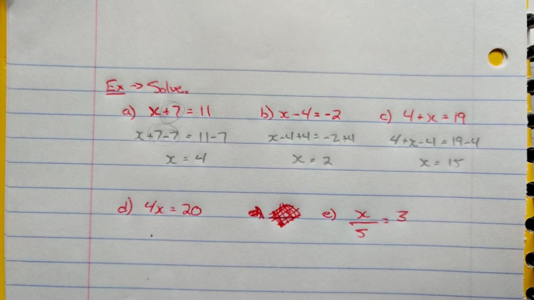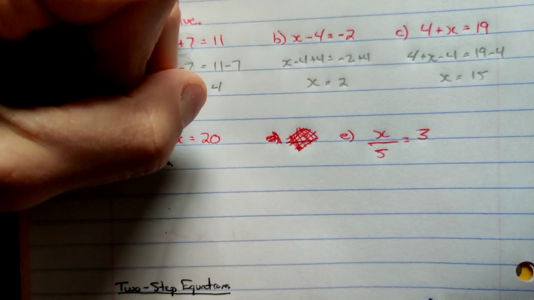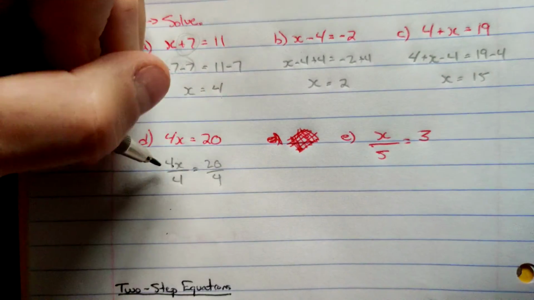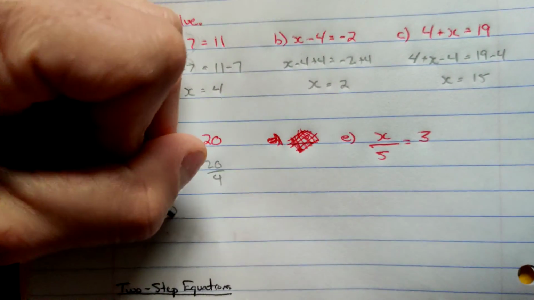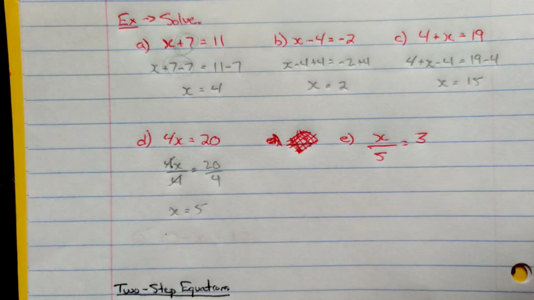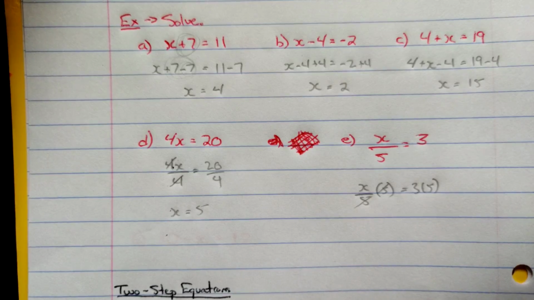In the case of multiplication, 4 times x equals 20. We're going to divide both sides by 4. These 4s will divide out to 1, so we're just left with x, and 20 divided by 4 is 5. In the case of division, x divided by 5, well, we're going to have to multiply by 5. The times 5 and divided by 5 are going to cancel each other out. We're going to be left with x, and 3 times 5 is 15.